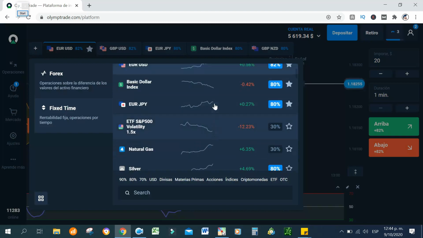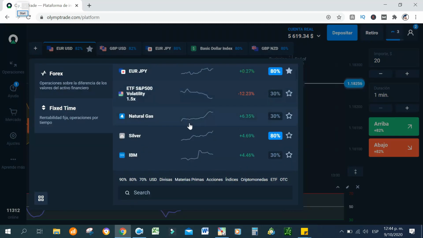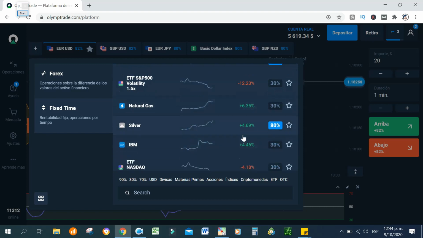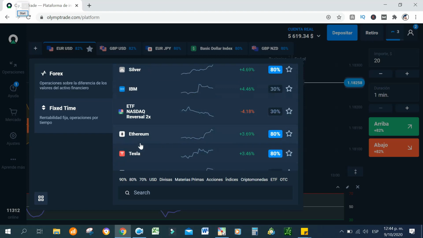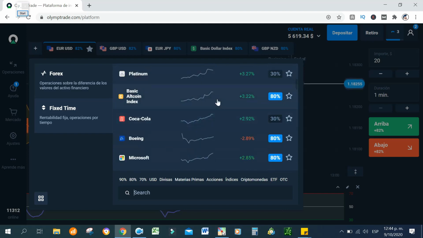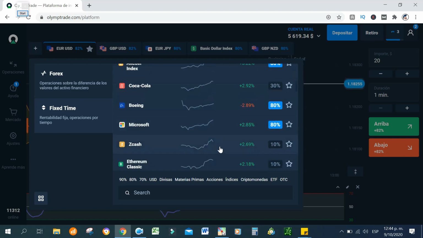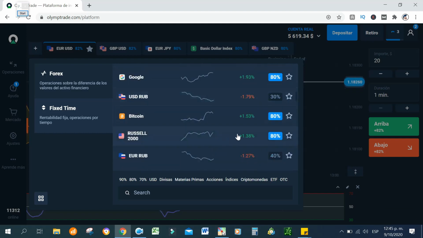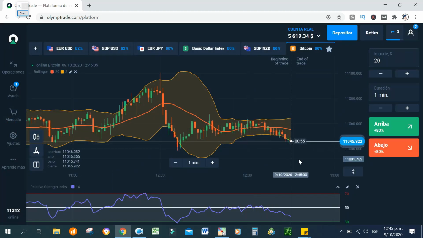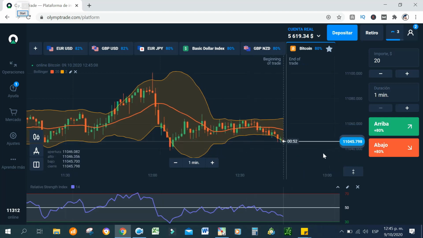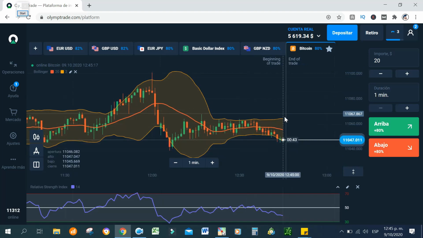Okay, which one? Oh, we can trade Ethereum, we can trade the silver and some indexes, some companies. Let's see what happened with Bitcoin. Okay, here in Bitcoin we may have an opportunity here. We just need the RSI to go down a little bit more, but it can be a great opportunity.